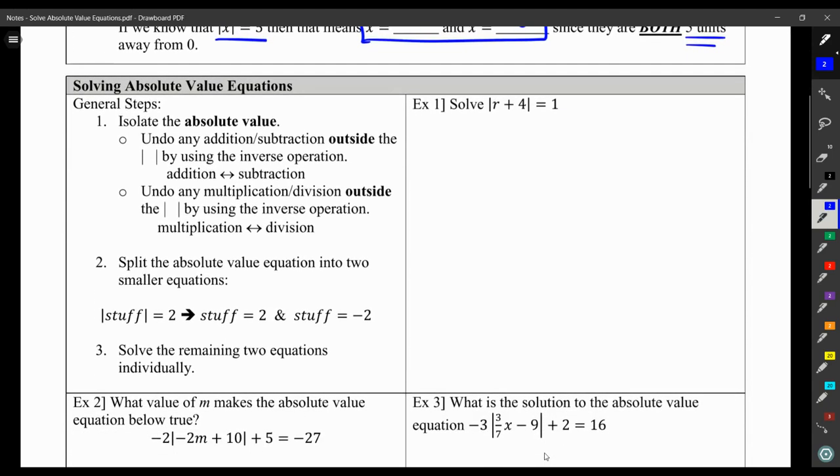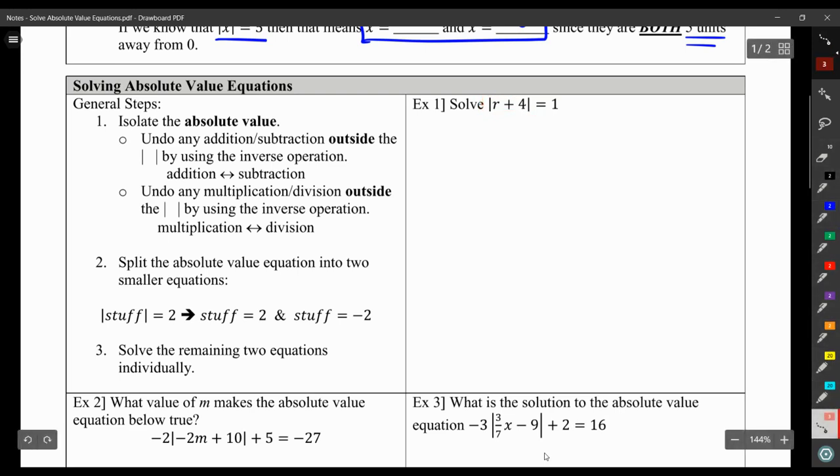So, solving absolute value equations. The first step is to make sure the absolute value is isolated. Get the absolute value alone. So you're kind of solving twice. You're solving once for the absolute value, and then you solve again for the variable itself. If you look at number 1, this already has the absolute value isolated. There is nothing else on this side except whatever is inside the absolute value. So step 1 is completed.